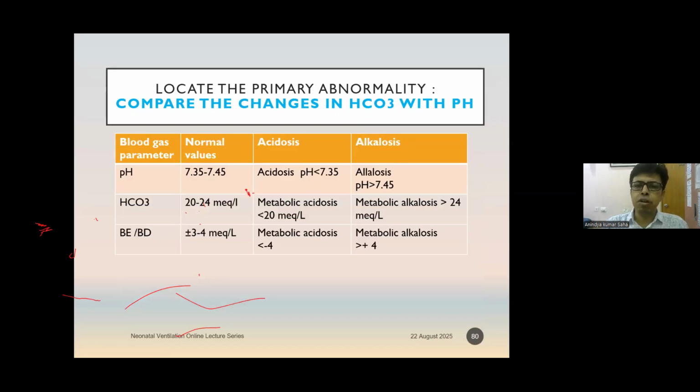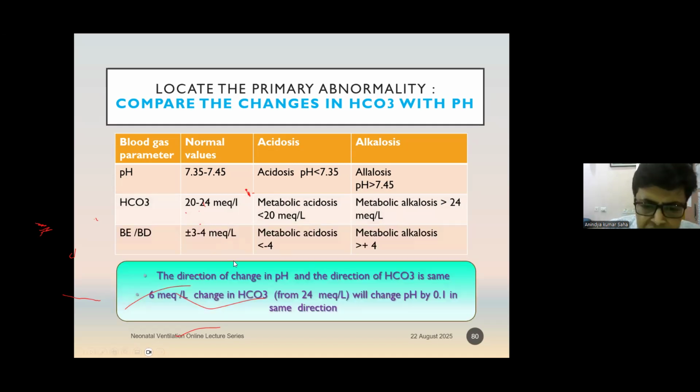If it is not corresponding with the PCO2 value, then we have to see whether the pH change, again less than 7.35, is matching with metabolic acidosis or not, which is bicarbonate less than 20 milliequivalent per liter. If it is matching, then it is metabolic acidosis. If pH is more than 7.45 and bicarbonate is more than 24, it is known as metabolic alkalosis. So the direction of the change in the pH and the direction of bicarbonate is in the same direction.